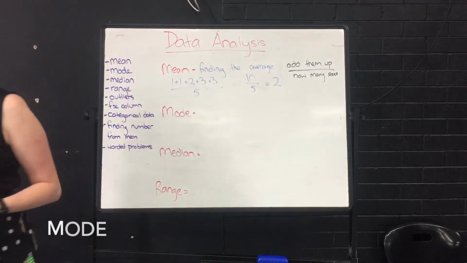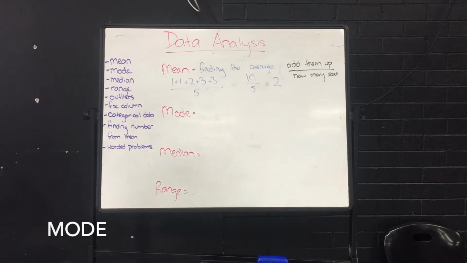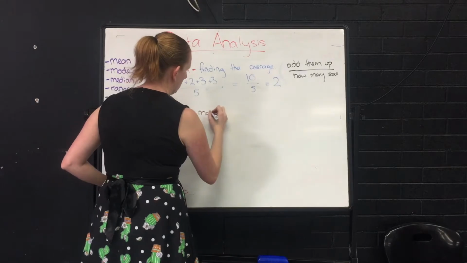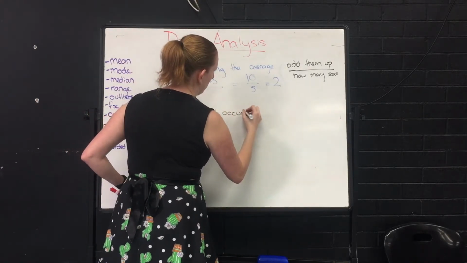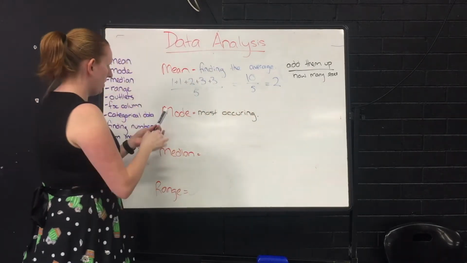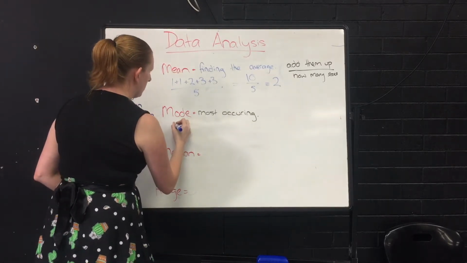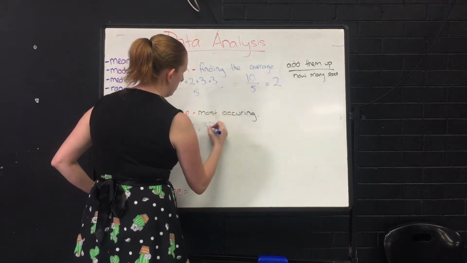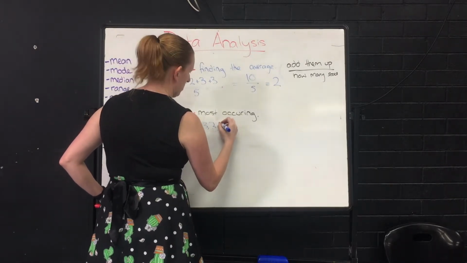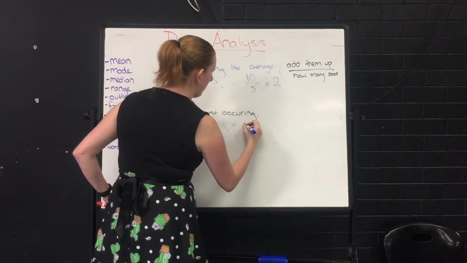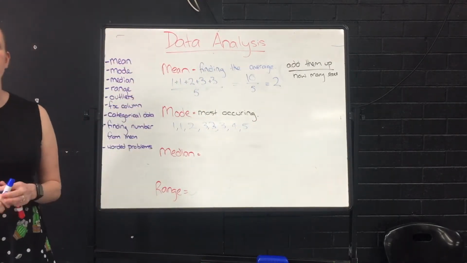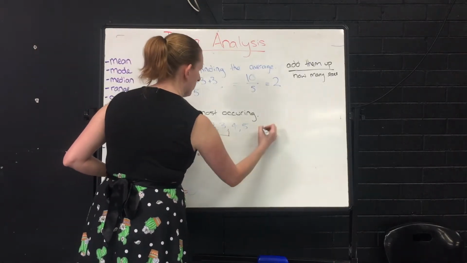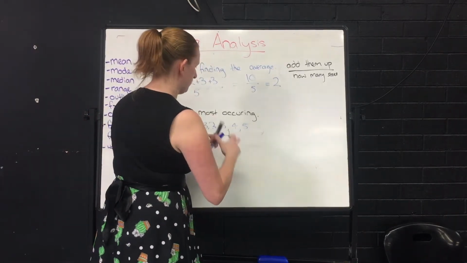What about mode? Does anyone know what mode is? The number that occurs the most. Awesome. So if I've got these numbers again, you know what, let me change it. 1, 1, 2, 3, 3, 3, 4, and 5. Which one is my most occurring? 3. Yeah, cool. Because 3 happens 3 times, so 3 is my most occurring.